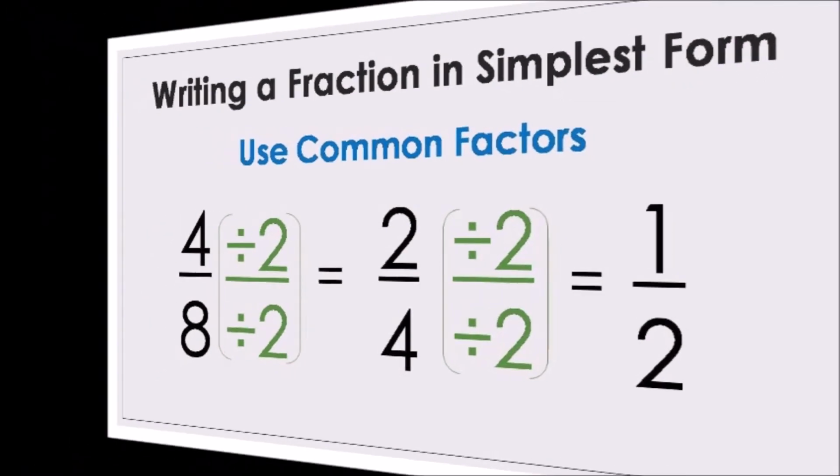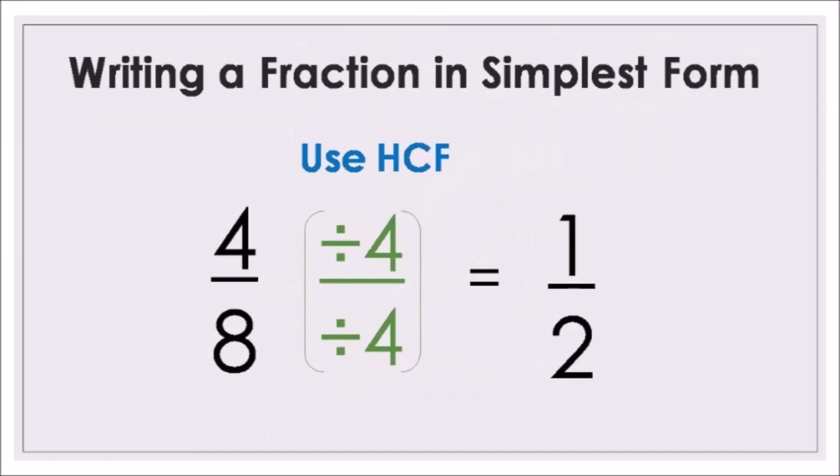You use common factors to divide. Now you can do it another way. Instead of using common factors, you can find the highest common factor and do one division instead of doing it twice. For 4/8, the HCF, the highest common factor, is 4. So 4 divided by 4 is 1. 8 divided by 4 is 2. You get the same answer, 1/2.